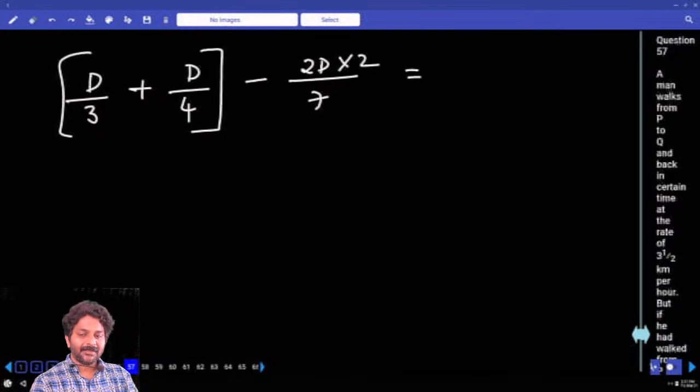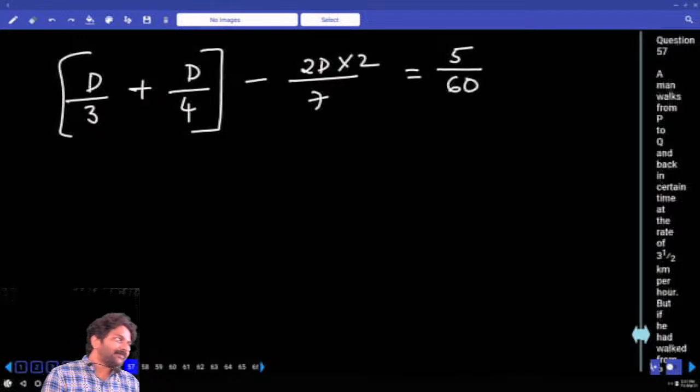The difference of the time is mentioned as 5 minutes. Minutes converts to hours by dividing by 60. Solve it, you will get the D value. Okay, now? Done everybody?